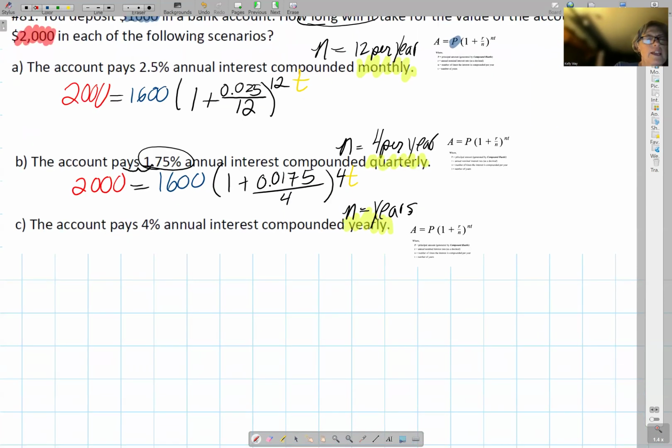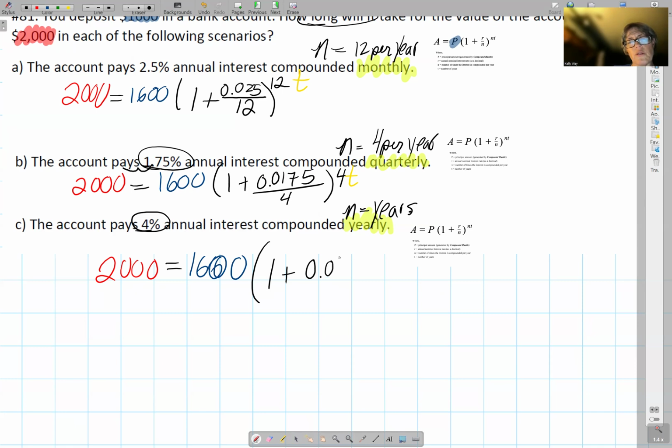This one, again, same thing: 2,000 equals 1,600 times 1 plus, and this one is 4%, so 0.04. Annual means your n is 1 here, and a 1 there, and a T. You're going to use logarithms to solve for T for all three.